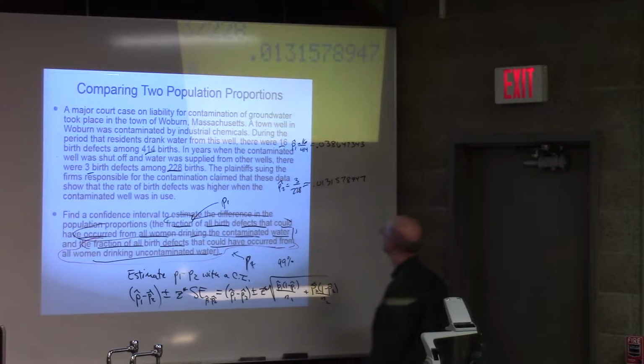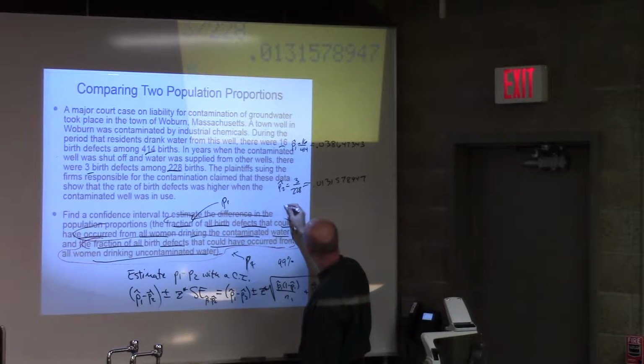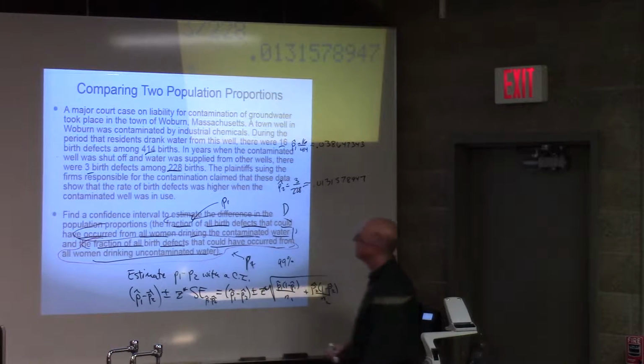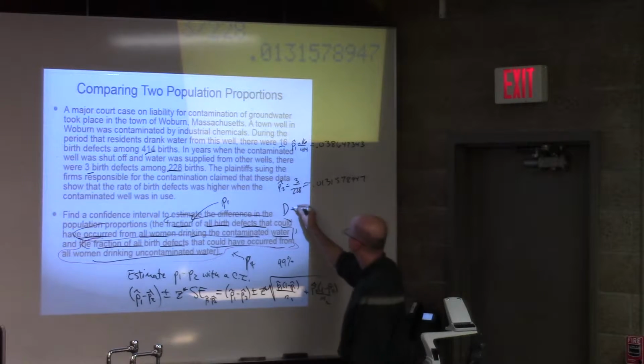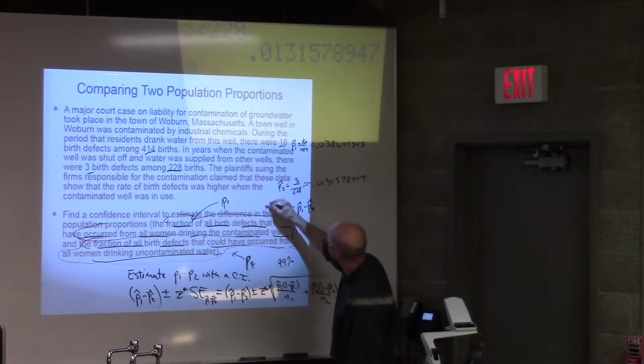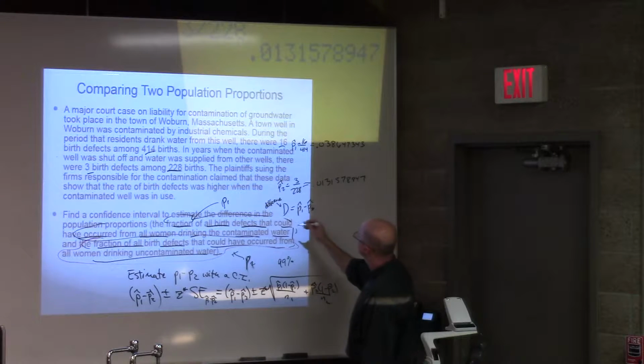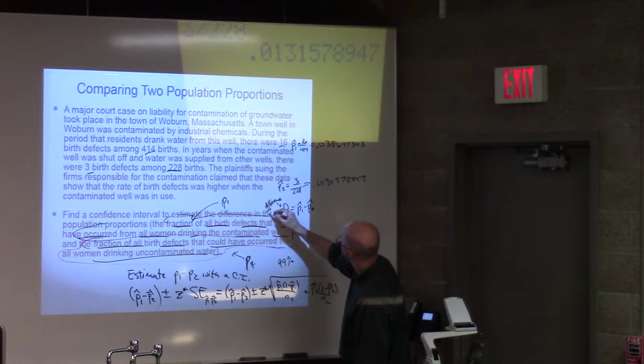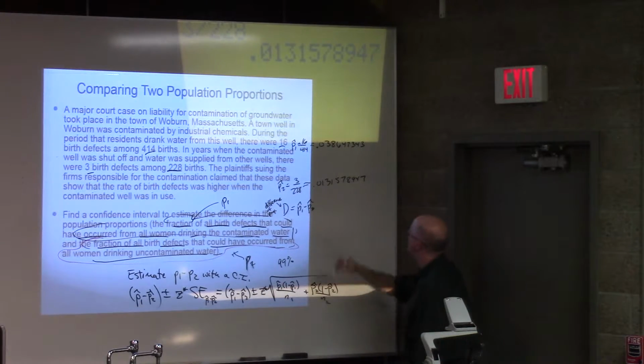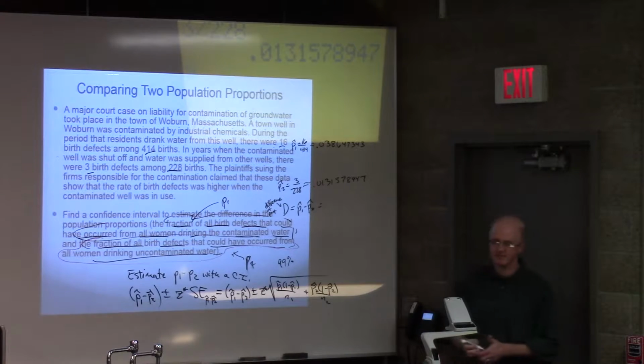0.0131578947. Your point estimate, which, by the way, sometimes the book calls D for difference, which they do with proportions, they don't do it with means. I think that's actually standard for some reason. The difference of the sample proportions, P1 hat minus P2 hat, do the subtraction.